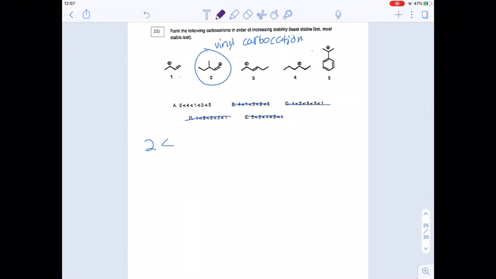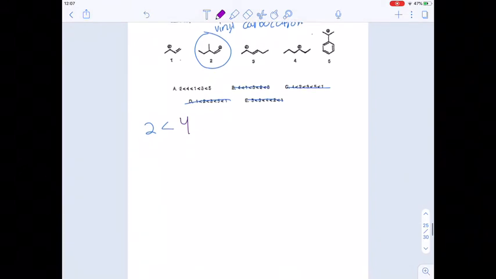So 2 is going to be our first one. And now we can go ahead, I'll do a different color, and look at the other ones. So 4 is just a regular sp2 carbocation. And 1, 3, and 5 are all sp2 carbocations that can resonate. So since 4 doesn't have that resonance ability, 4 is going to go next in order of increasing stability, because resonance contributes to higher stability. 4 doesn't have any resonance, so it's going to be next.